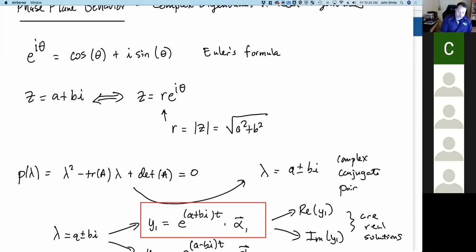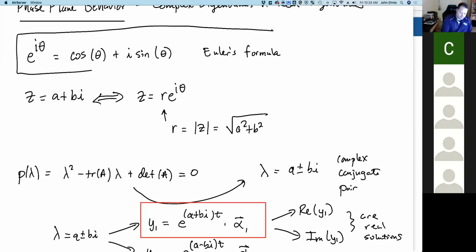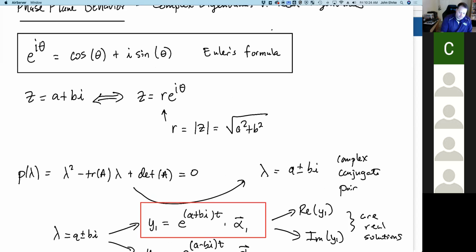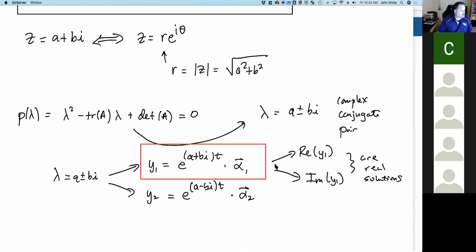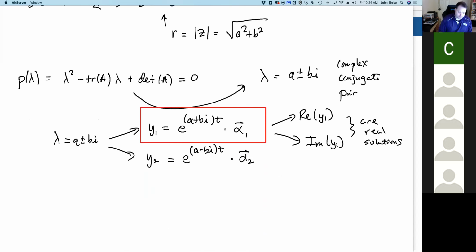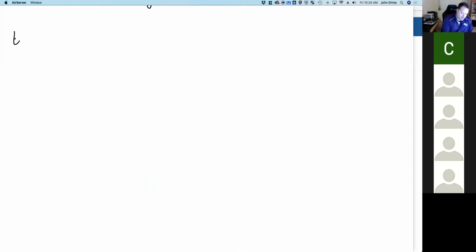So the two major things to come out of Wednesday's discussion were Euler's formula and the plan for how to attack complex eigenvalue problems by taking one of the complex solutions and splitting it up into its real and imaginary parts. Now, my plan for today is we're going to look at 3 examples. On each example, I'm going to work the problem with you using the eigenvalue method so we can keep getting practice at that. But then we're going to pause to say, okay, here's the solution. What does that solution look like in the phase plane? What kind of behavior do we have?